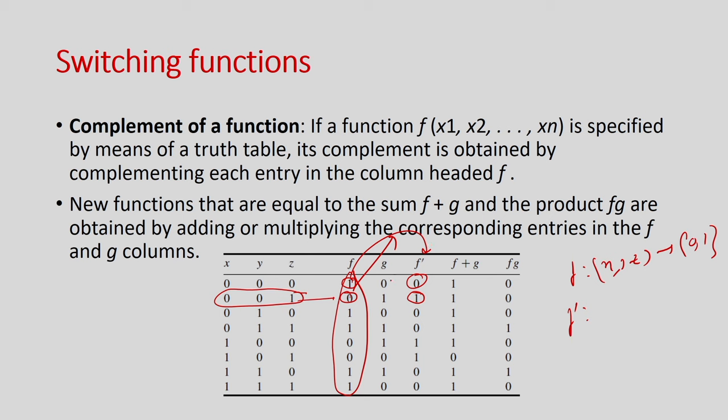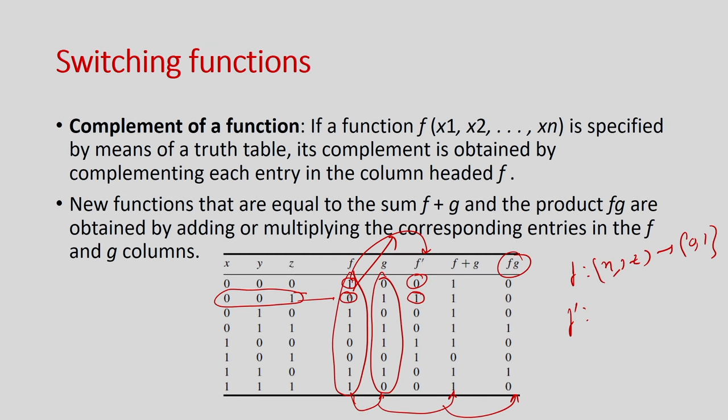Similarly, if you have two functions f and g that map x, y, z into this, if I take an OR of these two values, I will get the OR of the two functions, right. Similarly, if I know f and g, I can take the AND of these two: just take these two columns and do AND, and you will get the AND of the two functions as well. This way I can combine multiple functions into a bigger function.